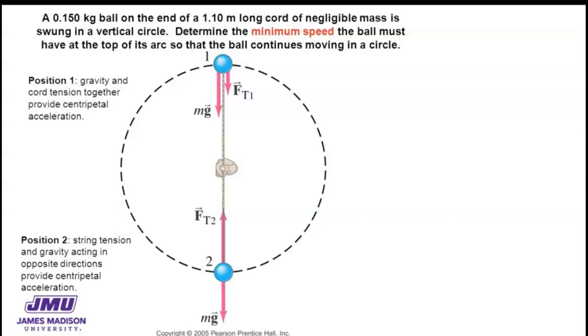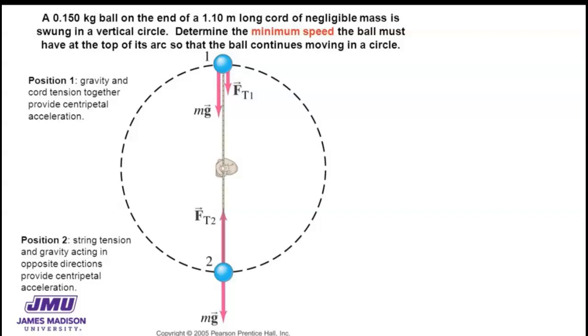So in this particular question, they give us the mass of the ball, 0.150 kilograms, and it's on the end of a 1.10 meter long string or cord. The cord has no mass, and it's swung in a vertical circle. And I would know it's a vertical circle because in a question it would specifically say vertical circle, or because you would see something visual like in the next problem. But it won't be a secret.